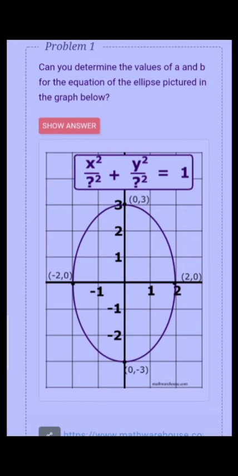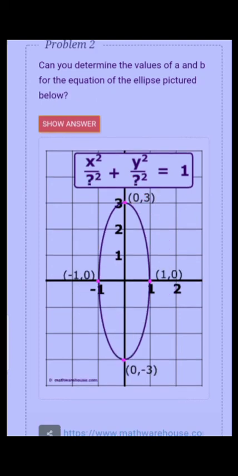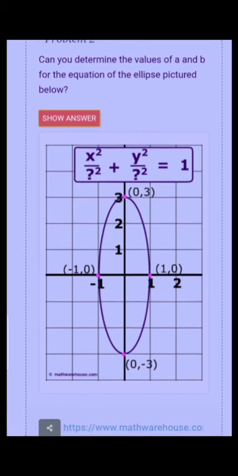The value for the question mark under x squared is 2, and under y squared is equal to 3. Okay, so that is 2 squared and 3 squared. Next we have the same problem. Since our graph in the y-axis is 3, and in our x-axis is 1, that must be x squared all over 1 squared plus y squared all over 3 squared is equal to 1.